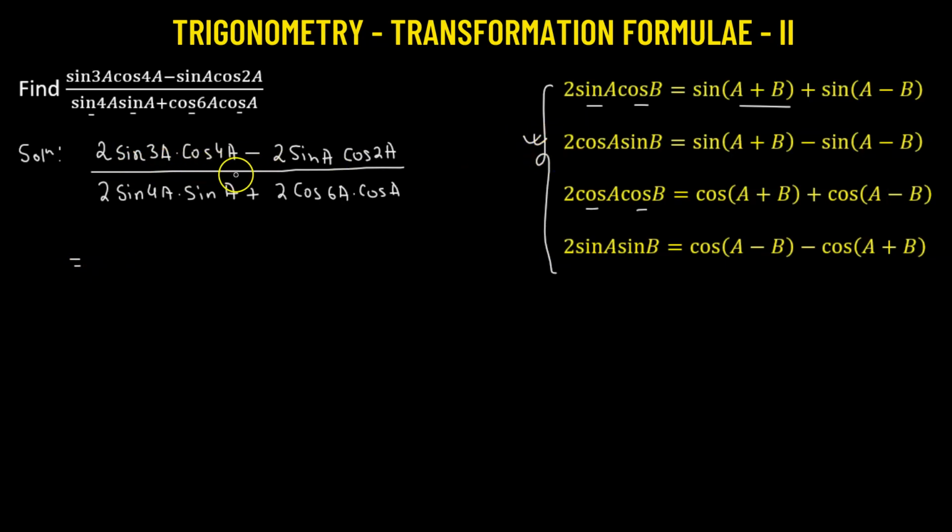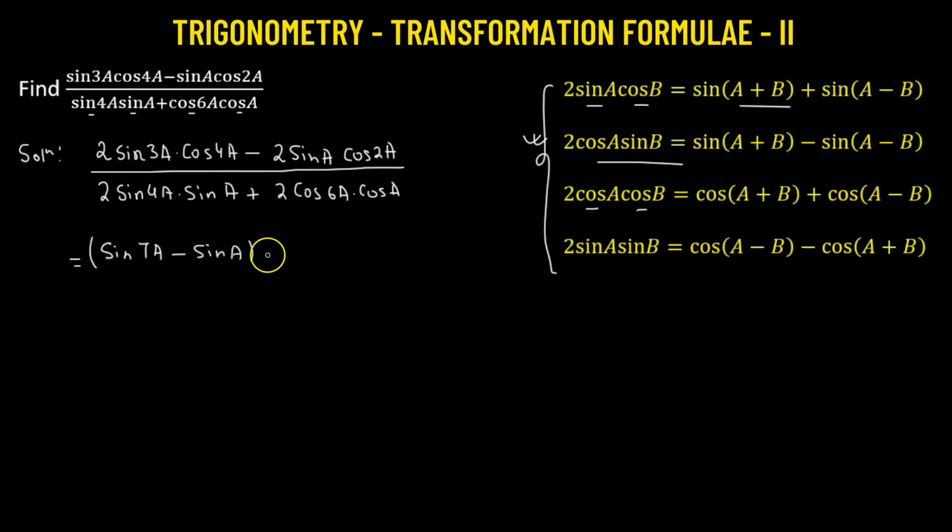transformation formula. The reasoning that we will use here: if we see that the angle of cosine is 4A, whereas the angle of sine is 3A, magnitude wise, 4A is greater than 3A. So we will be using the second transformation formula. That means we'll convert this product into the difference of sine functions. So we have sine of angle 4A plus 3A, so that's going to be 7A, minus sine of the difference of the angles 4A minus 3A, that's going to be simply A.